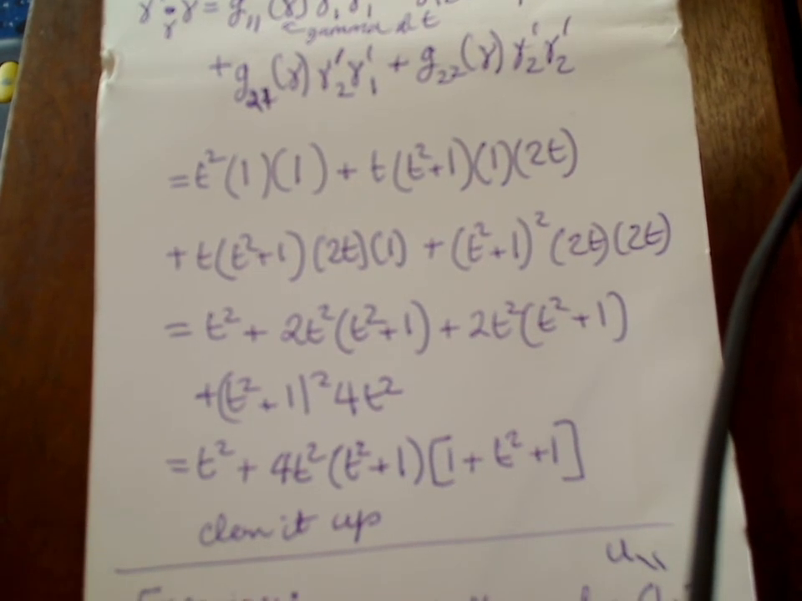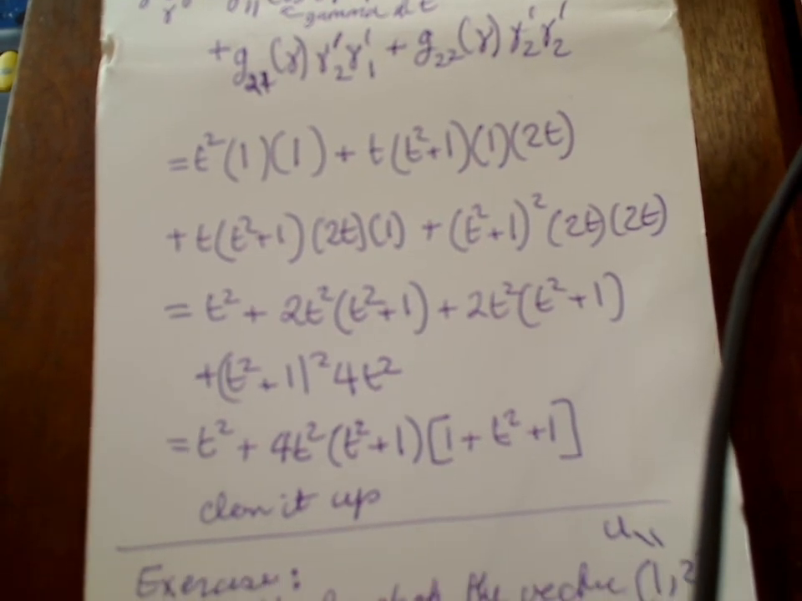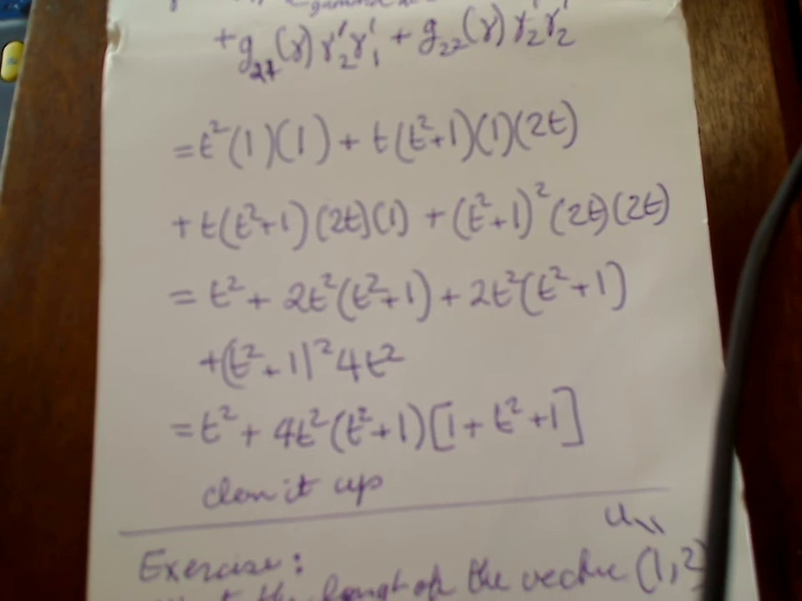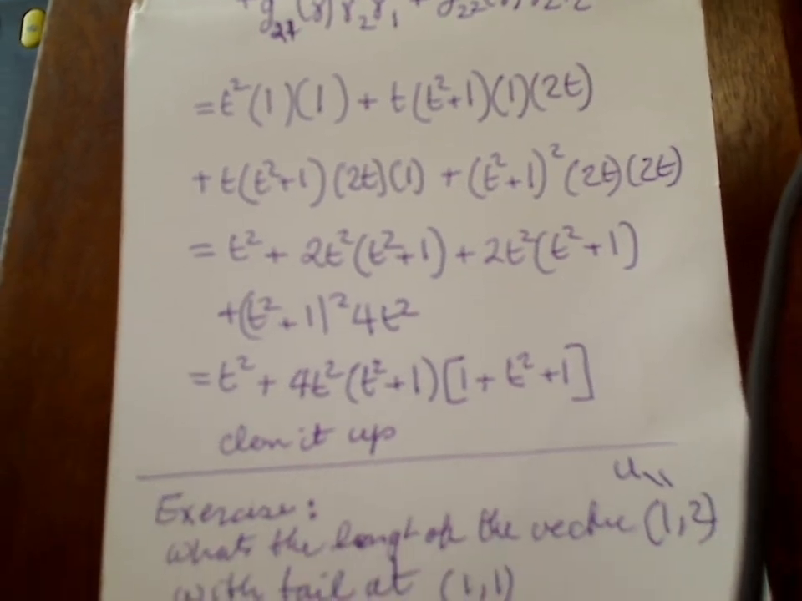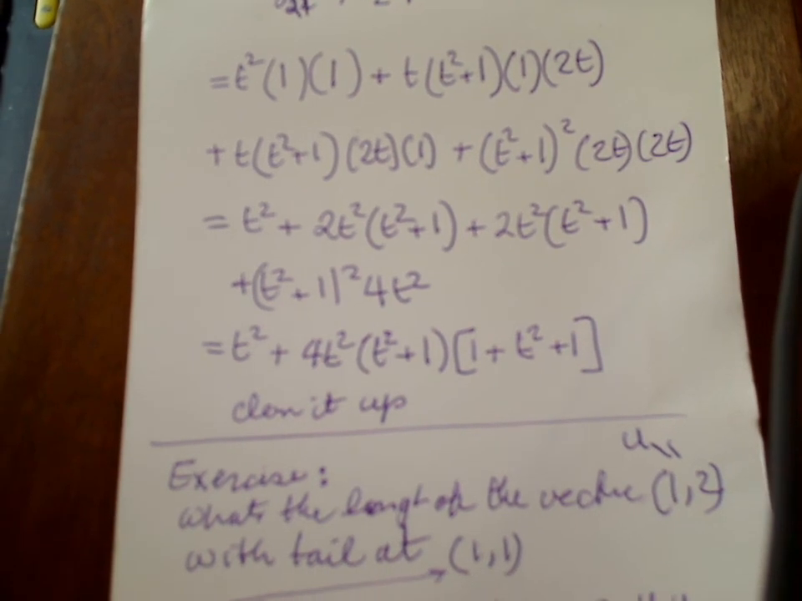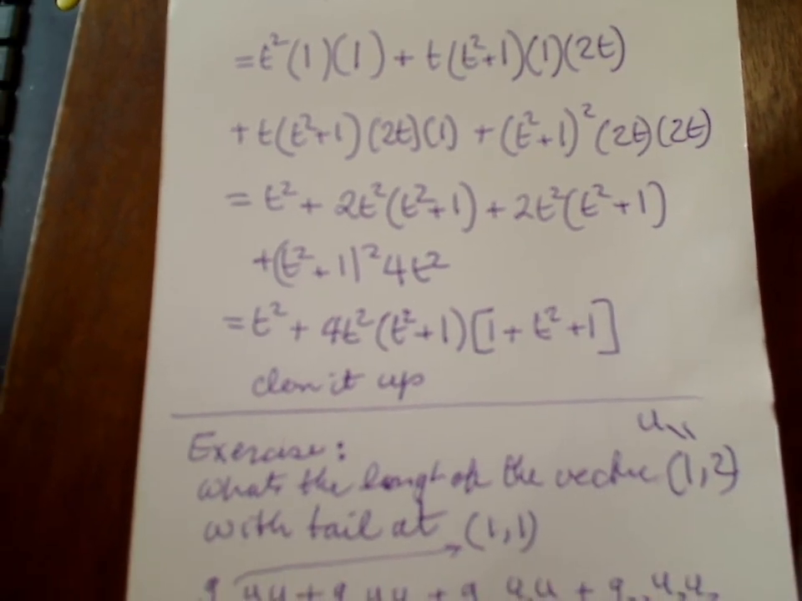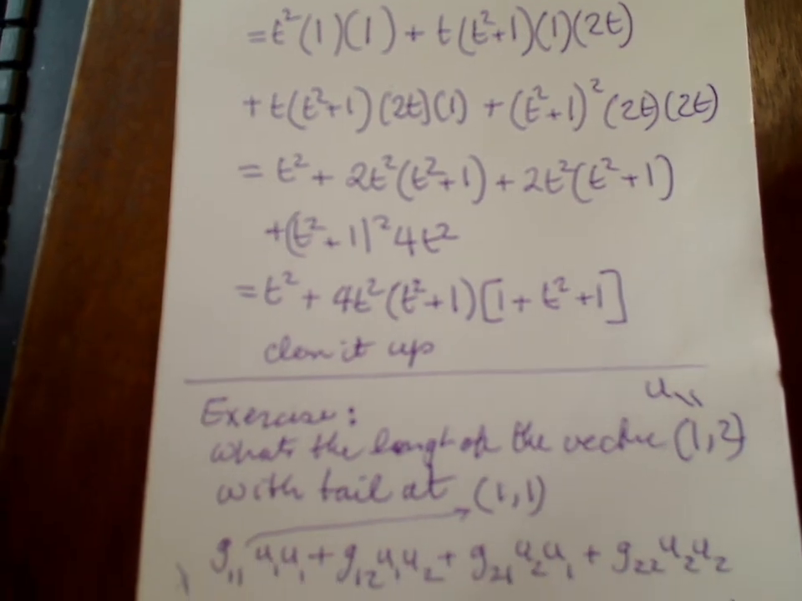Next thing, we're going to do an exercise. So now you know how to get the arc length of curves. Now we're going to do an exercise just so that you get a feel for these things. So the exercise is this: what is the length of the vector 1 comma 2 with its tail at 1 comma 1?